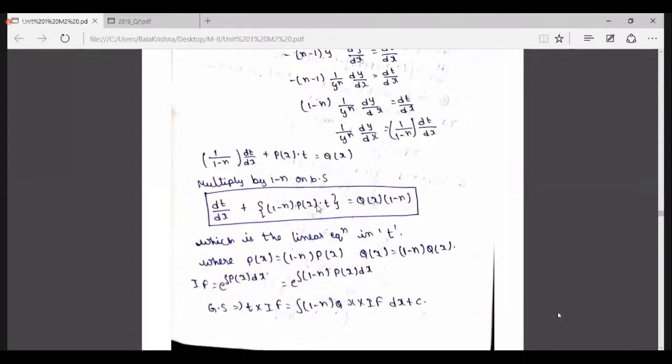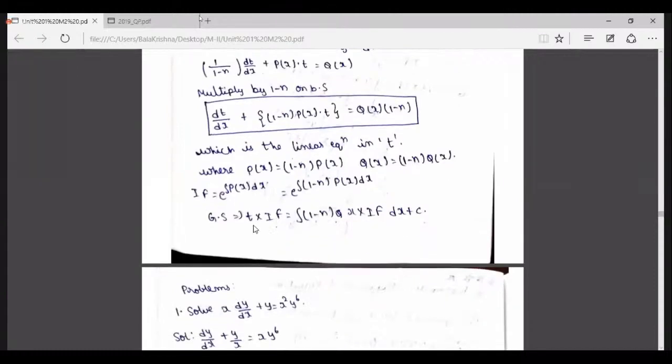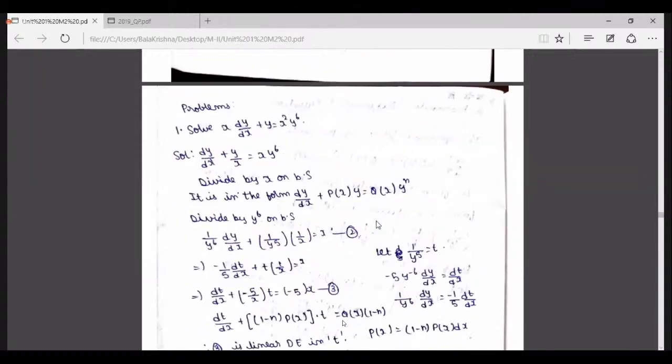Integrating factor will be e to the power integral of (1 minus n) into p(x) dx. So the general solution will be, as the dependent variable is t, t into integrating factor is equal to the integral of, where we used to write q(x), here you will be writing (1 minus n) into q(x) into the integrating factor. Just see one example here.